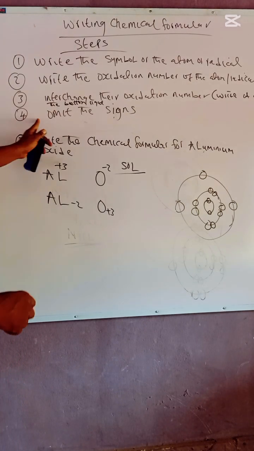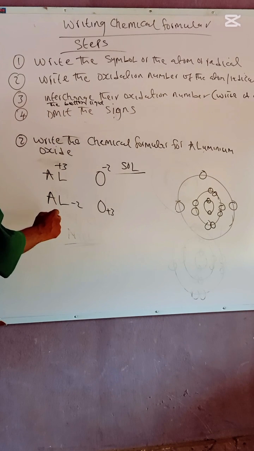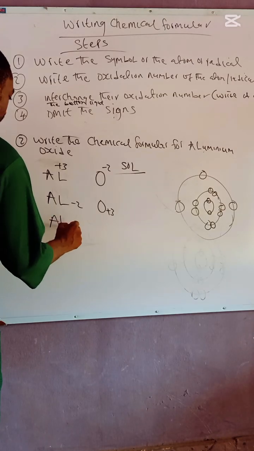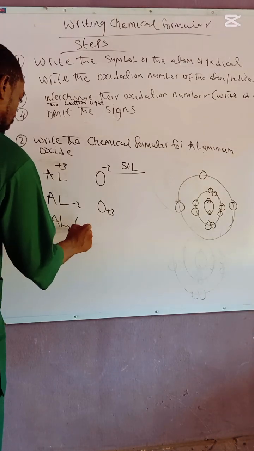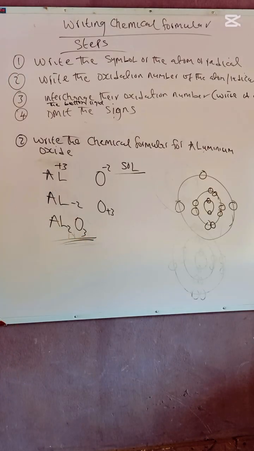Number 4 say omit the sign. Now you say you clean the sign. So Al2O. We don't finish yet. This is aluminium oxide. Make we run one more example.